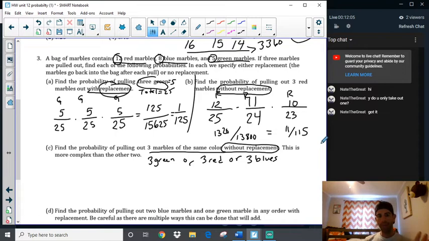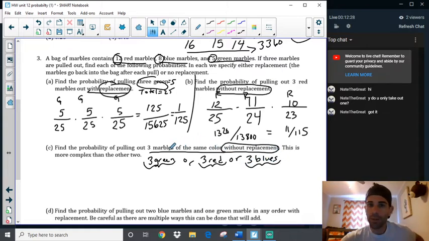In question A, they wanted me to pull out 3, only green. In B, only red. Now in C, they're saying, I don't care which 3, just give me 3. So it kind of combines everything we did. I would have to find the probability of this, and of this, and of this. Now, because I don't care, and this is an or probability, we're going to add up all of those probabilities together.